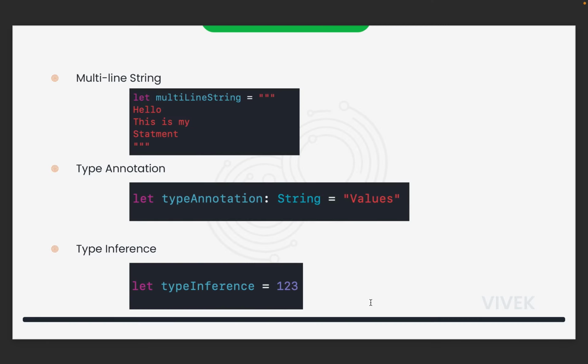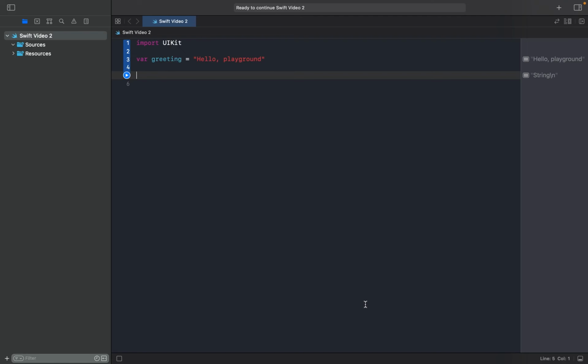Next, we can see about the type annotation. Type annotation is a way to specify the type of a variable or constant by adding a colon followed by the type name. See here, for type annotation, we have added a colon and then we are explicitly mentioning that this is a string and we are entering the string value.